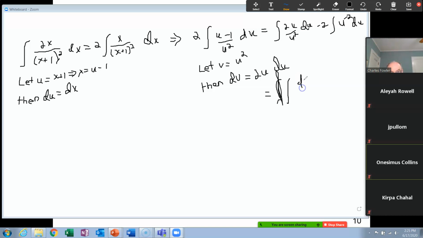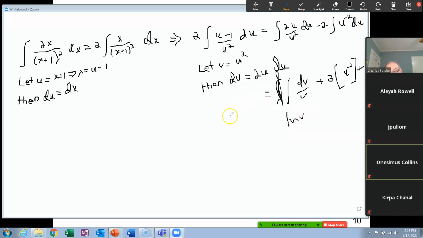dv over v, and my time is up, minus, and I'll do this integral here, 2, what's the antiderivative of u to the minus 2? That would be u to the minus 1 over minus 1, so that's going to do that, change the sign there, and then we'll have 1 big old plus c out here that covers both of the integrals, okay? And this is going to be log v.